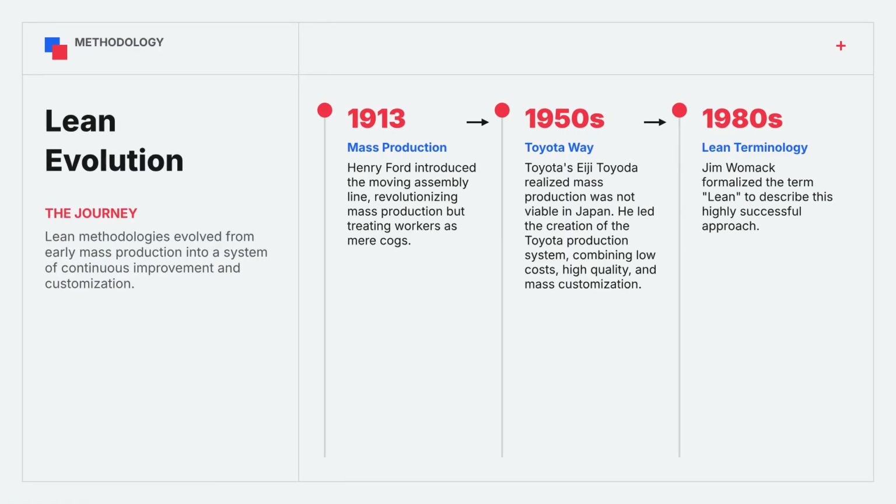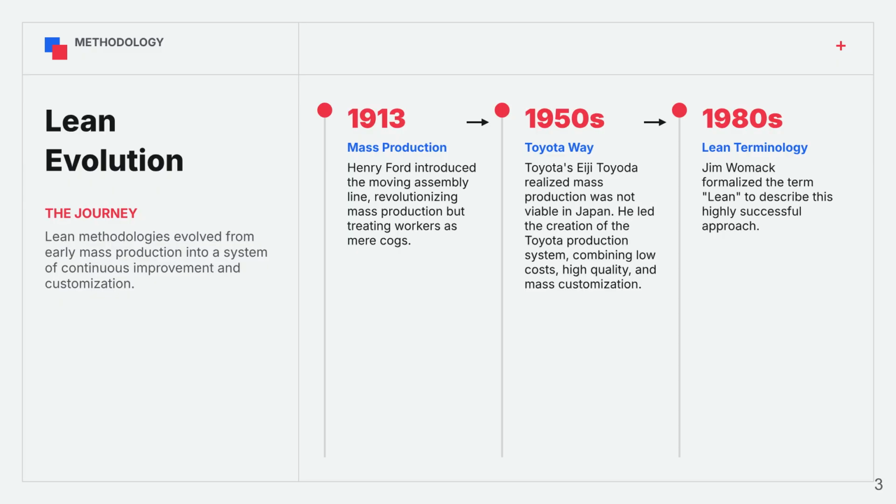To understand Lean methodology, it is helpful to look at how it evolved over time. Its development reflects the continuous search for better ways to produce high-quality products while reducing waste. The journey began in 1913 when Henry Ford introduced the moving assembly line. This innovation transformed manufacturing by enabling mass production and significantly increasing productivity. However, the system focused mainly on producing large volumes of identical products, with limited flexibility and little involvement from workers in improving the process. During the 1950s, Toyota faced different challenges.